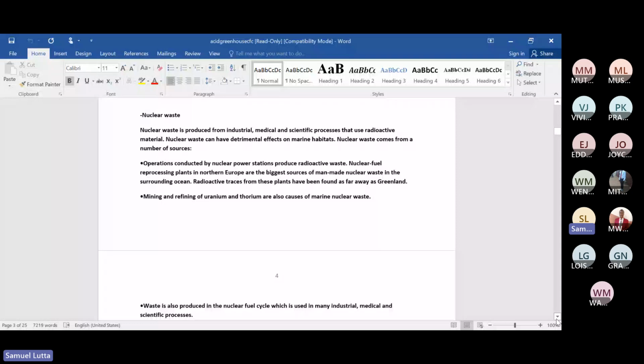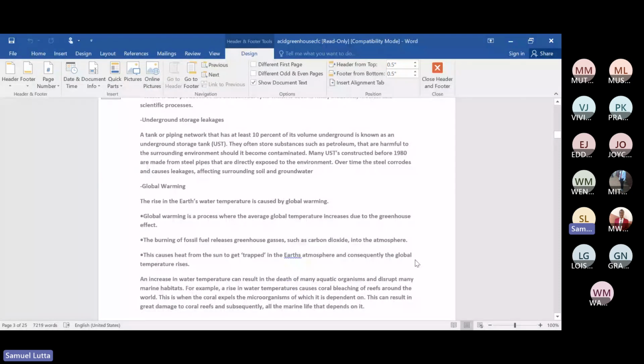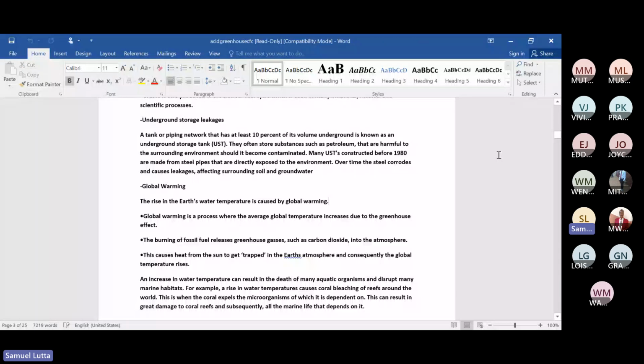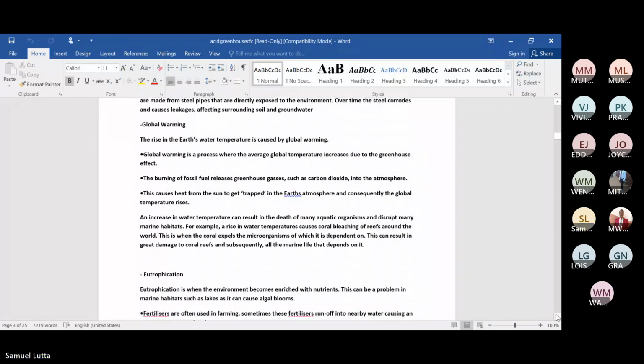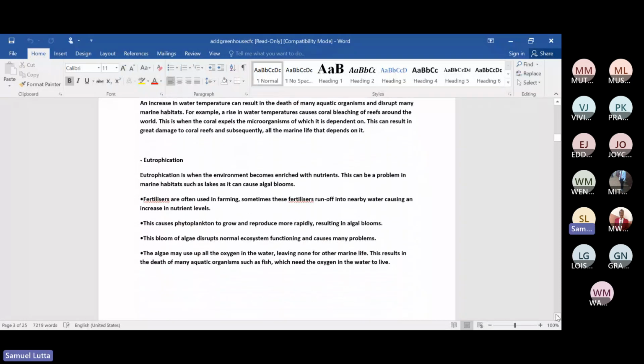And then for the tanks, we can have what we call leakages. So I'm just trying to wrap up what we said last time. And then we talked about global warming. This is because of excess carbon dioxide. When we have excess carbon dioxide, it can cause global warming. And that's why we are encouraged to plant more trees to avoid global warming. We'll still revisit this one, the global warming.